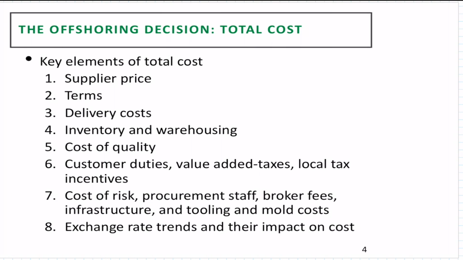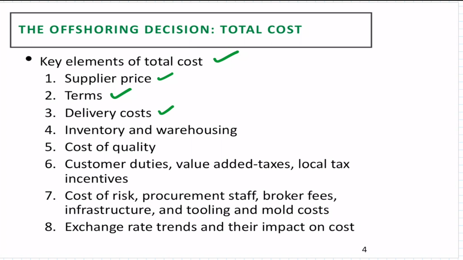Some key elements of total cost recommended by some researchers are listed below. So if you look at supplier price, it may include costs from direct materials, direct labor, indirect labor, local taxes, manufacturing cost, etc. The total cost also is impacted by the terms that a company enters into while making offshoring decisions. Sometimes the terms may include volume discounts, etc.